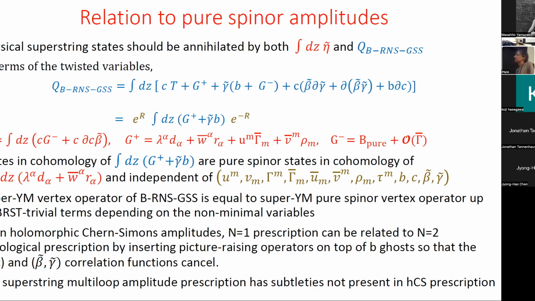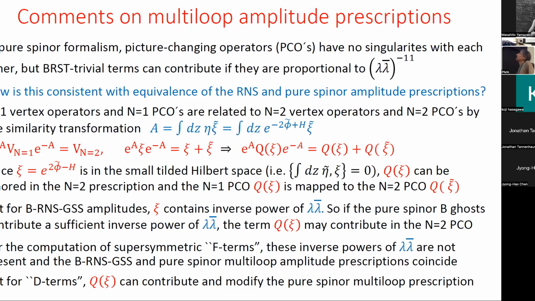In the pure spinor formalism, of course, one has the B ghost, but one has dependence on these non-minimal inverse powers of lambda lambda bar. So it turns out that if you ignore these problems, then there's a subtlety in the BRST cohomology. If you have enough powers of these 1 over lambda lambda bar, everything that is BRST closed is BRST exact. So the cohomology becomes trivial. You have to be careful when you say that something that's BRST trivial can be ignored if it has inverse powers of lambda lambda bar. And that's essentially the problem that comes in if you try to do higher loop computations using the pure spinor formalism.